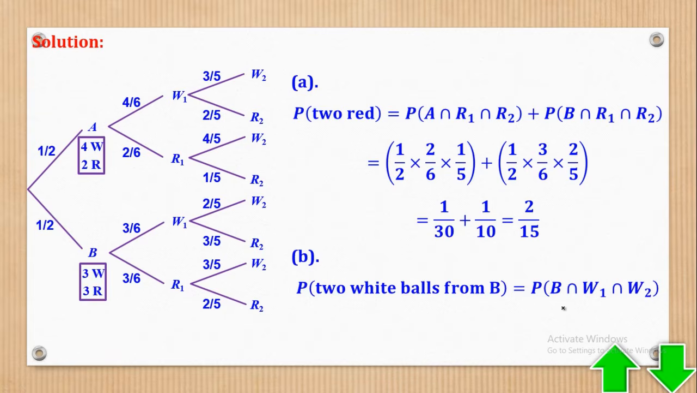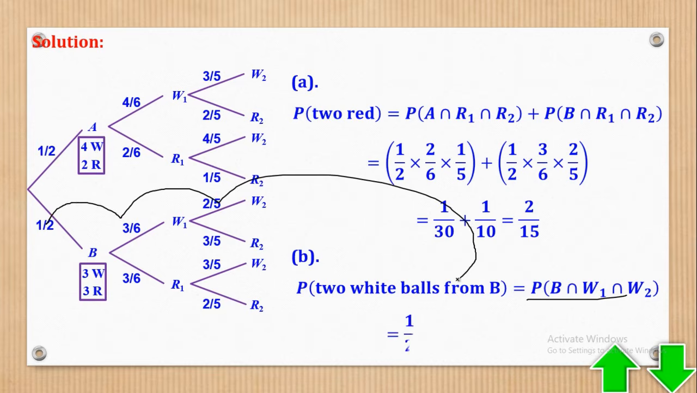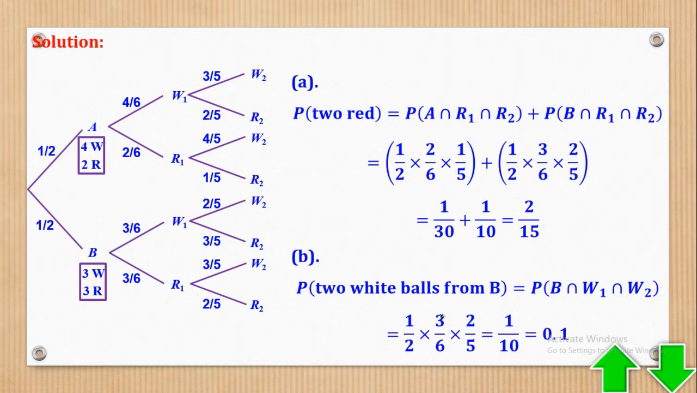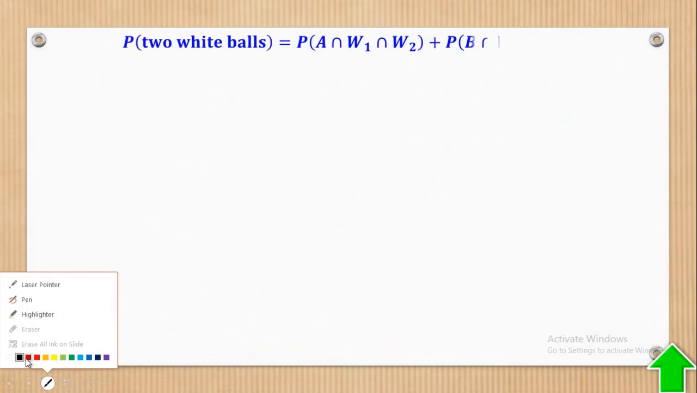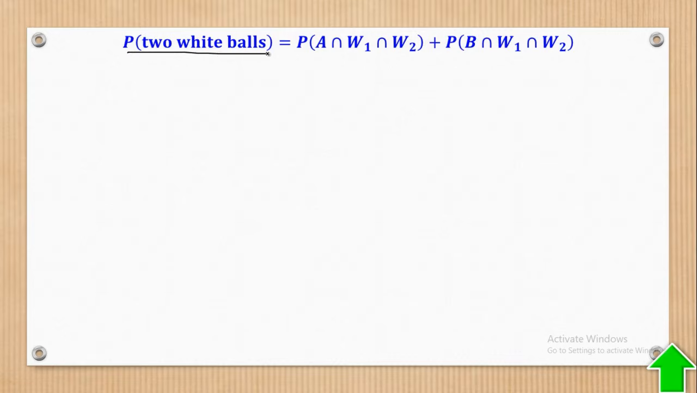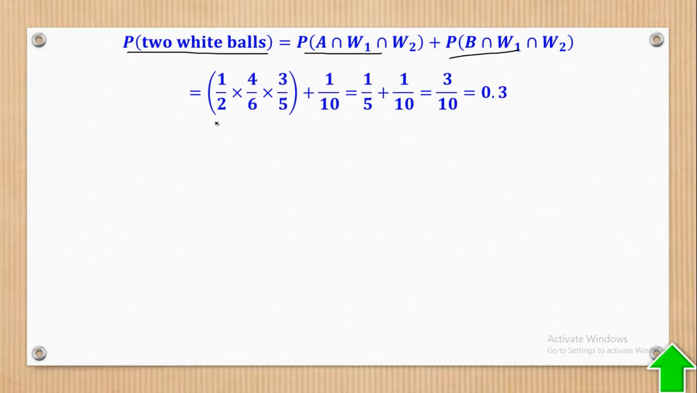So 2 white from box B will be, first of all, the probability of 2 white balls from box B is given by this. So there is this B, which is here, and gives you 1 over 10. But that's not all, so we shall also come here, and so that 2 white balls is equal to this and that, which is this, and then we will come up with 3 over 10.